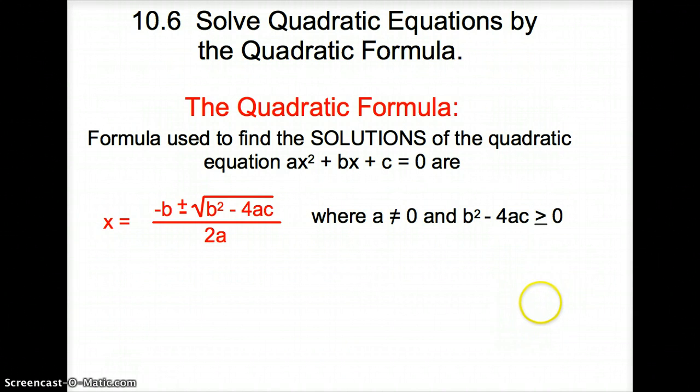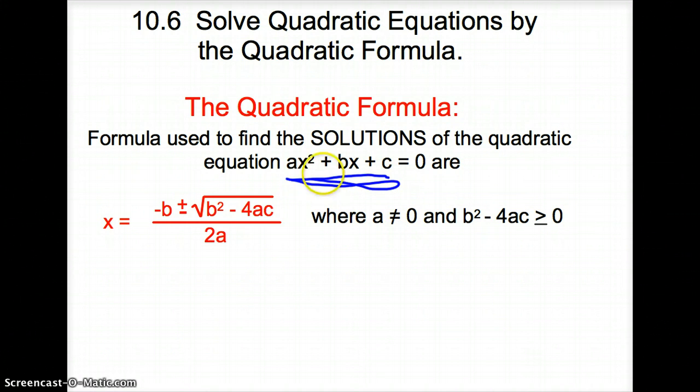Welcome back as we continue with section 10.6, Solve Quadratic Equations by the Quadratic Formula. We have covered various ways to solve quadratic equations, and now we add another method. That method is the quadratic formula. The quadratic formula is used to find solutions of the quadratic equation ax squared plus bx plus c.